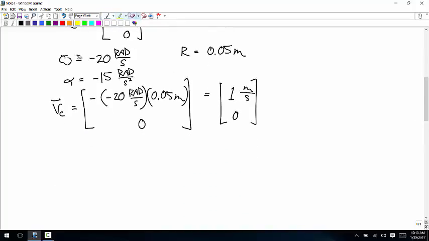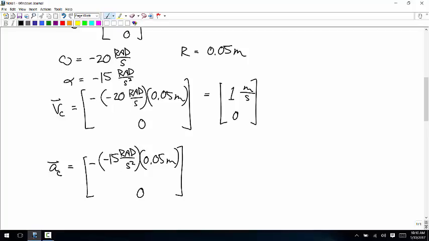And then for the acceleration, you have negative of negative 15 radians per second squared times 0.05 meters. And that is positive 0.750 meters per second squared.